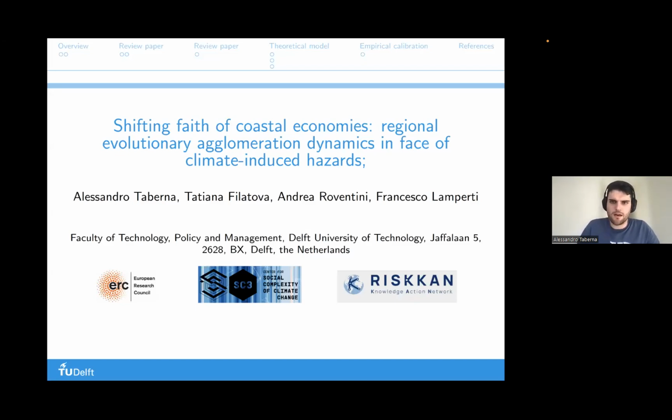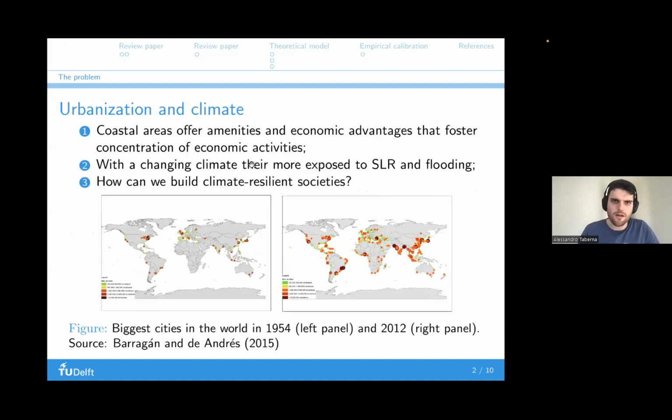Just to provide a little bit of context, the idea is that coastal areas have been attractive for economic development for different reasons, such as economic advantages in trade and richness of amenities. And so they are areas with a high concentration of economic activities and population. However, with a changing climate, these areas are also more exposed to climate-induced hazards such as sea level rise and flooding. So the idea is, how can we enhance the resilience of these areas?